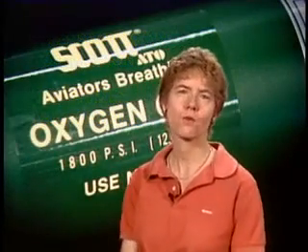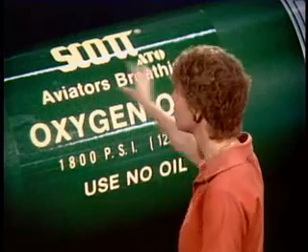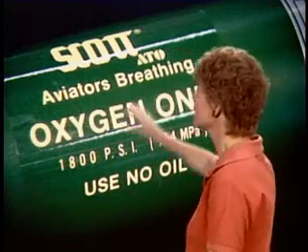High-pressure cylinders, by the way, that do contain oxygen for aviation use can be identified pretty easily because, first of all, they're green, and secondly, they're going to have the words aviators breathing oxygen stenciled on them in 1-inch white letters. So they're very recognizable and very identifiable.